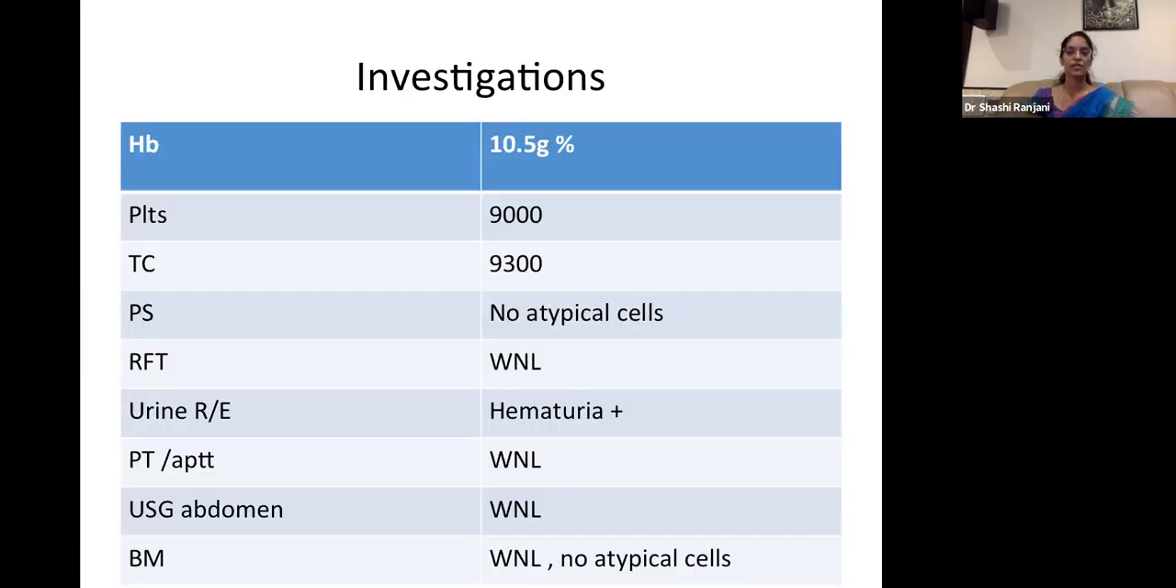So these are the investigations. She was anemic. Platelets were extremely low. It was only 9,000 and the total count was 9,300. So any child coming with hematuria, obviously our first differential diagnosis would definitely be infection, UTI, and so on. So we went ahead and did all the investigation to rule out, and all the investigations were negative. So in a child who's come with bleeding manifestation, mucosal bleeds with low platelets and the other cell lines being normal, definitely ITP is a diagnosis.